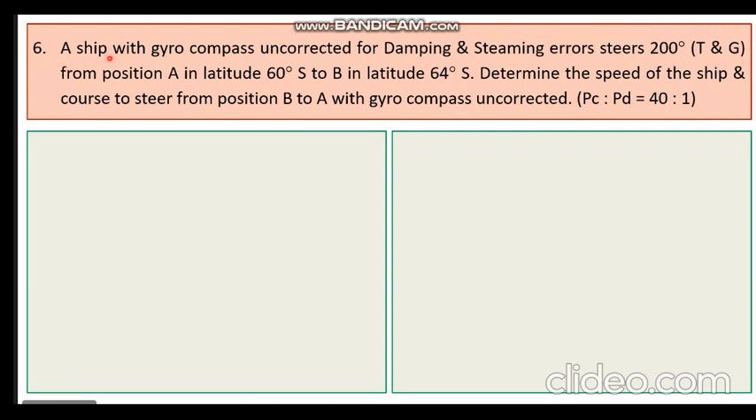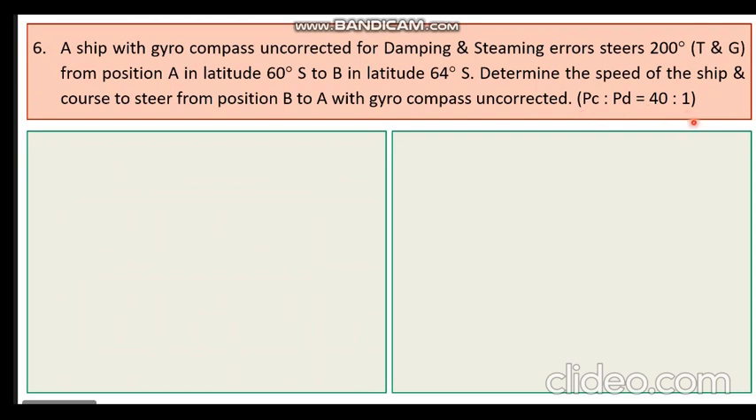Go ahead. A ship with gyro compass uncorrected for damping and steaming errors steers 200 degrees true and gyro from position A in latitude 60 degrees south to position B in latitude 64 degrees south. Determine the speed of the ship and the course to steer from position B to A with gyro compass uncorrected. It is given in the question the ratio of PC to PD, control precession to damping precession, is 40:1.